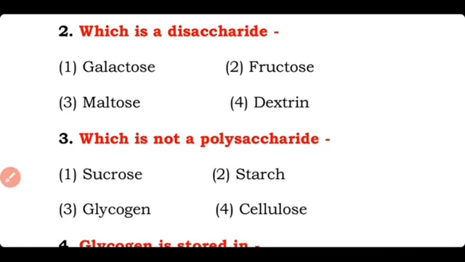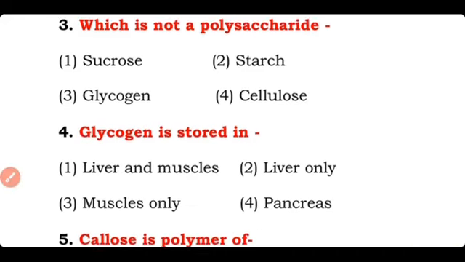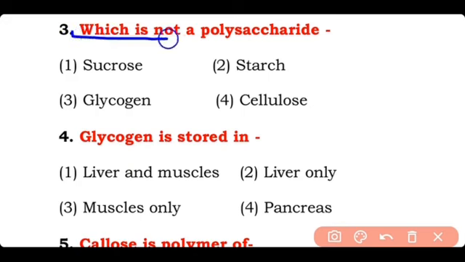Question number 2. Which is a disaccharide? Galactose, fructose, maltose, dextrin. So correct answer is option 3. Maltose is a disaccharide consisting of 2 glucose molecules. Question number 3. Which is not a polysaccharide? Sucrose, starch, glycogen, cellulose. So correct answer is option 1. Sucrose is not a polysaccharide, rather it is a disaccharide.